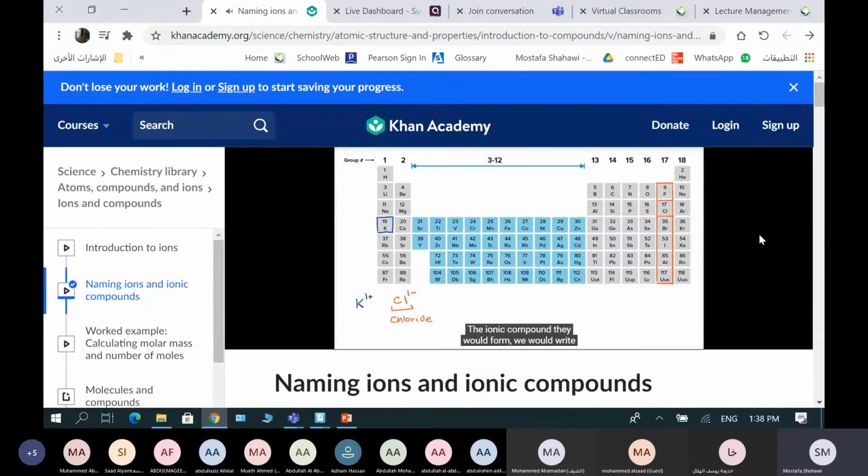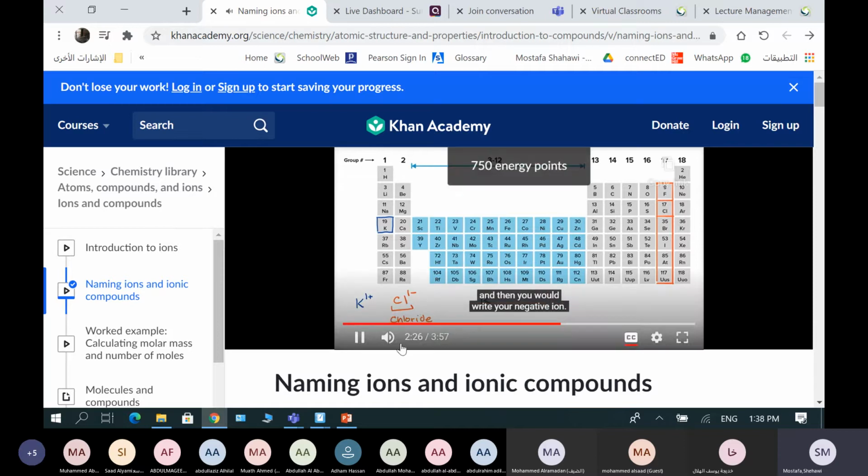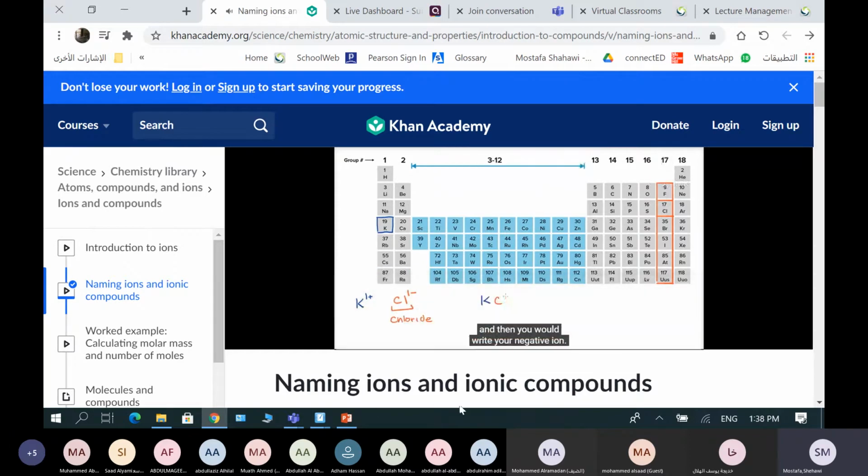And the ionic compound they would form, we would write as, you'd write your positive ion first, and then you would write your negative ion. Or writing the formula, even naming or writing the formula, we start with the positive part of the compound, or even molecule in the covalent molecules that we will come to later. You have to start with the more positive part of the compound. So we'll start typing potassium first because potassium is positive, and end up with chloride in the end because it's negative. And this right over here would be described as potassium chloride.